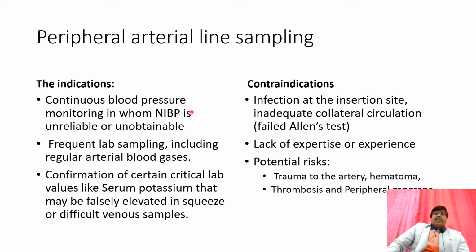Now, contraindications will be infection at the insertion site, inadequate collateral circulation, a failed Allen's test, and lack of expertise or experience. These are procedures which should not be taken easily. Adequately skilled, trained and certified personnel should be doing this. The potential risks could be trauma to the artery and hematoma. The artery will bleed into a hematoma, and many times arresting the bleeding will be a problem. So you should have common sense and a perfect evaluation of the baby. Thrombosis and peripheral gangrene could happen.